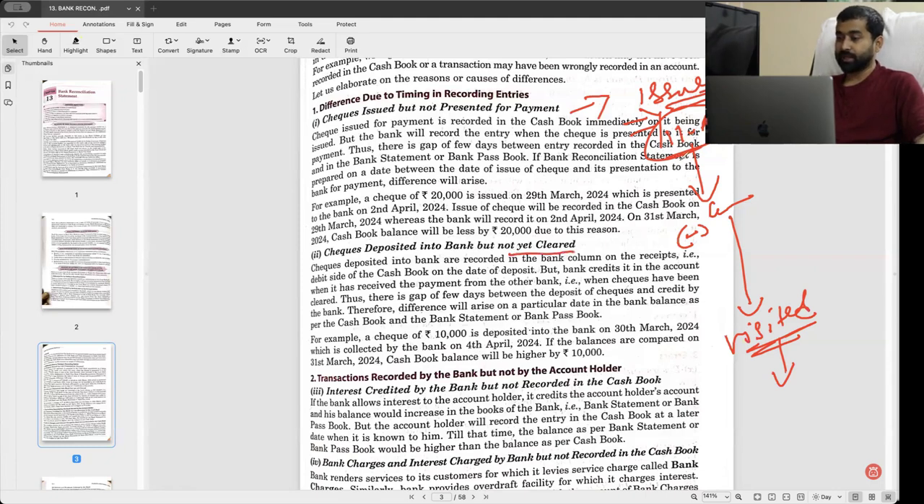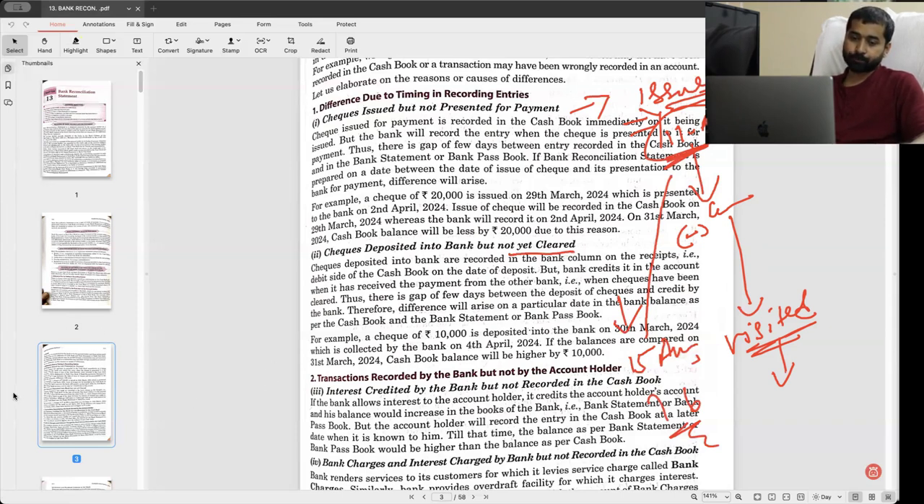I have deposited a check, again on 11th of August. It could be possible that the amount is credited in my account on 15th or 16th of August. In between, they take 3 or 4 days to credit that amount in my passbook. Due to that also, differences can arise.